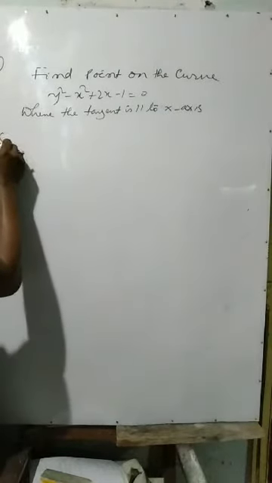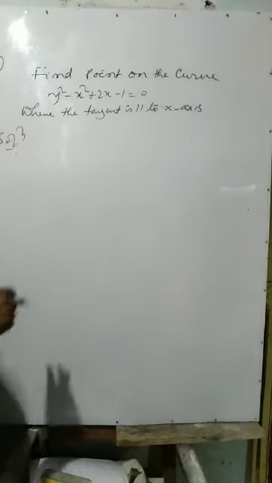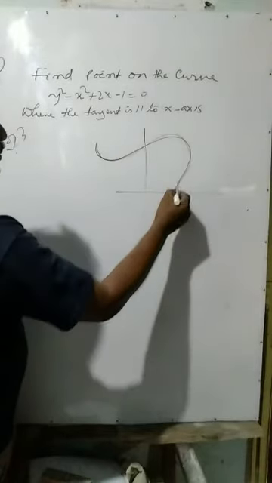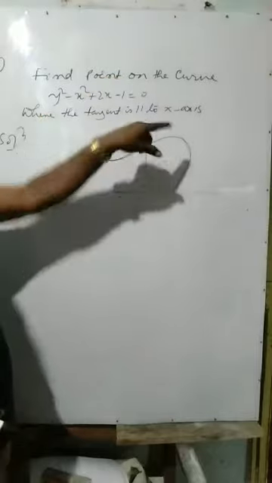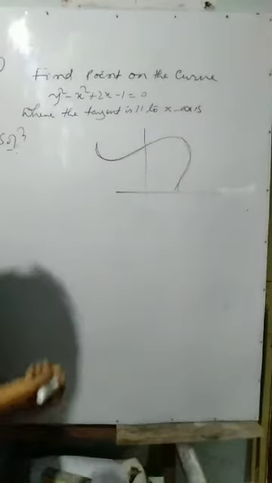Now look at the solution. How to find the solution? Here one curve is given. Curve means one equation is given. You draw any type of curve, any one of the curves you will get. Suppose this type of curve, draw the given equation, suppose we get this type of curve. Okay.